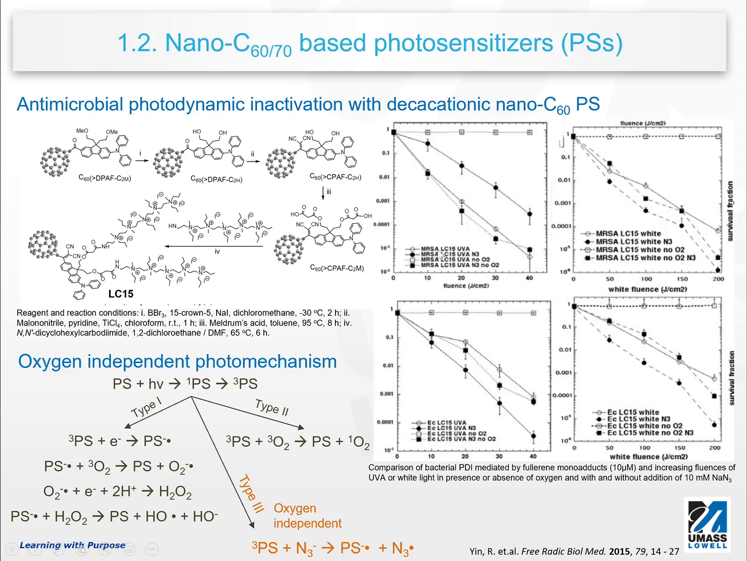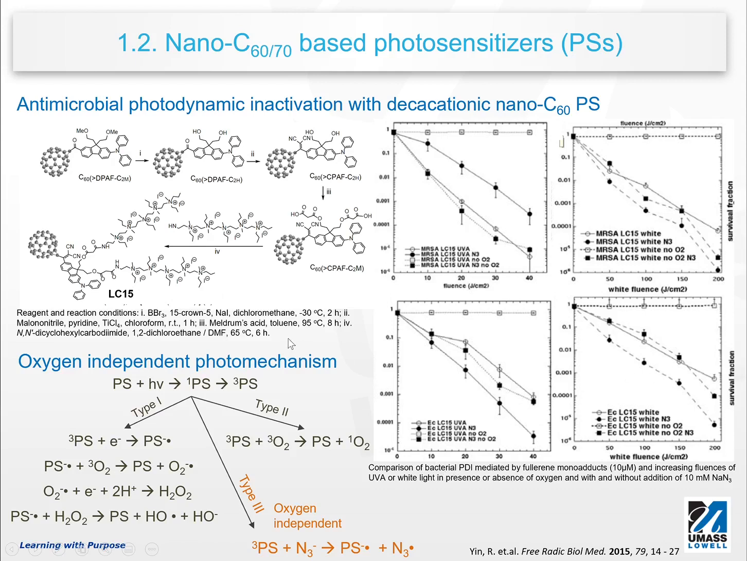Under different light sources, either UVA or white light, they can all kill bacteria very efficiently. And the bacterial type can be MRSA or E. coli. So these two figures are this molecule under UVA light and under white light in killing MRSA, and those two are killing E. coli.